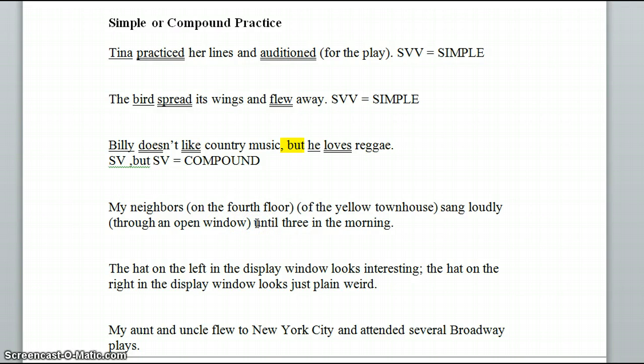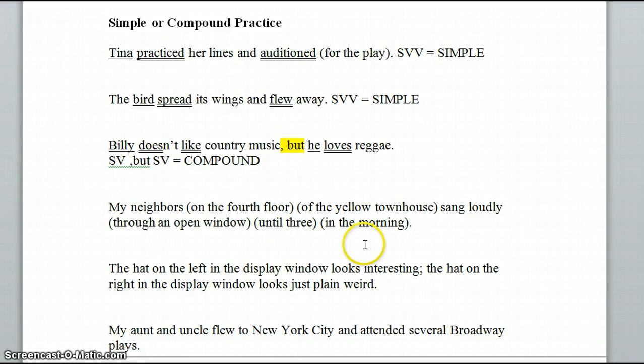Until, here's another one. And this happens in English quite a bit. Many prep phrases, one after another. Until what? 3. And we aren't finished yet. In. Another preposition. In what? In the morning.